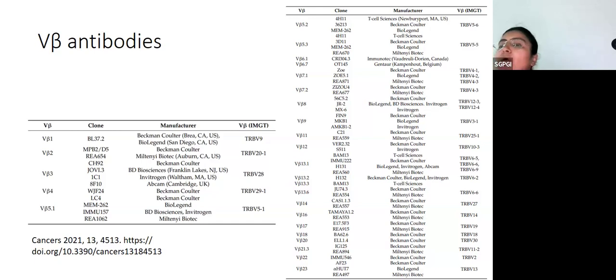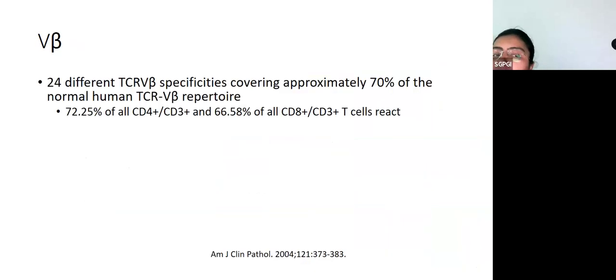And I'll talk to you more about those in my subsequent lecture. But if we have to truly assess clonality, this is a set of 24 antibodies that are available targeted to different T cell receptors. So these are TCR variable beta region specificities, 24 different families, and they cover approximately 70% of the normal human V beta repertoire.